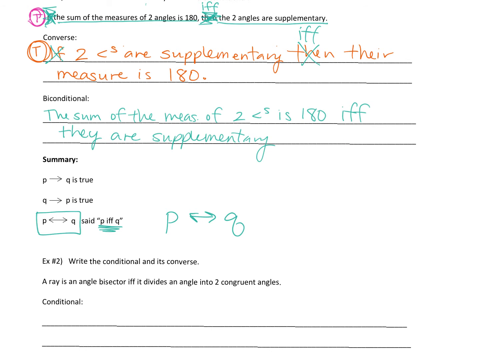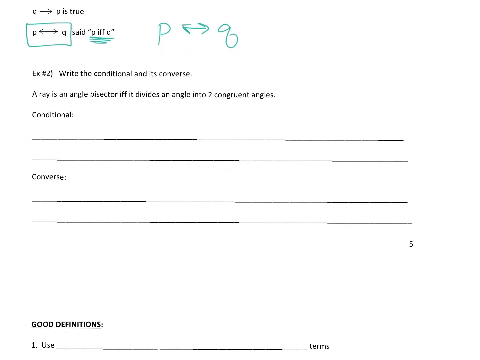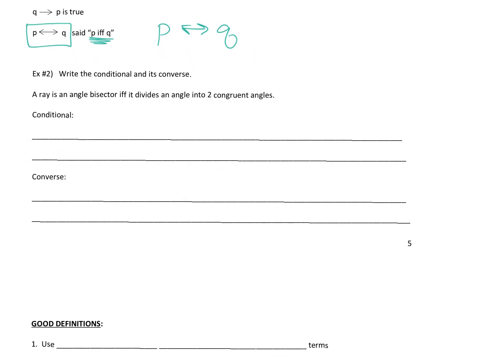Sometimes they'll ask you to flip that. They'll ask you to write it the opposite way, where they give you the biconditional and you have to come up with the two conditional statements, the original conditional and its converse. So let's look at this example too. It says, write the conditional and its converse. A ray is an angle bisector if and only if it divides an angle into two congruent angles.